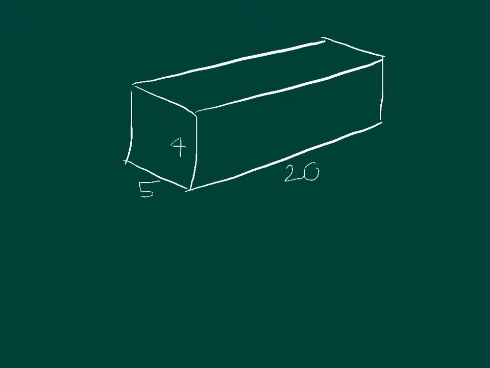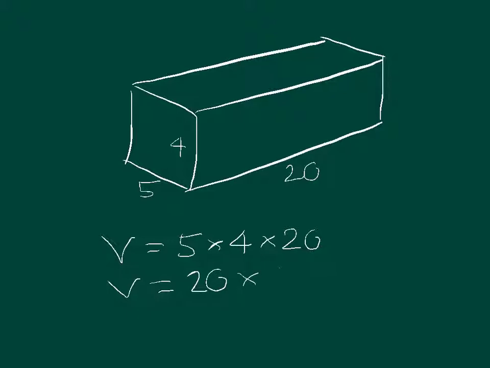And a final example, so this particular cuboid, it's 5 times 4 times 20. Now it doesn't actually matter which way we do the multiplying. So if I had picked the 20 first, and then times by the 4, then times by the 5, you'll find the answer is exactly the same, and comes to 400 centimetres cubed.